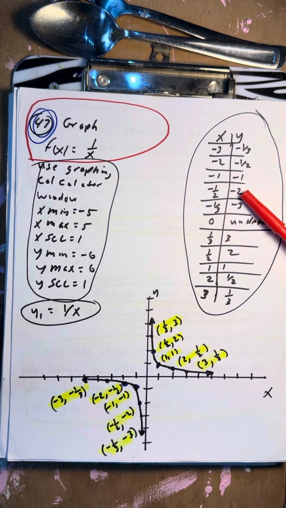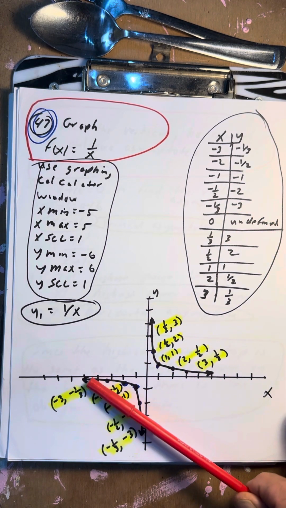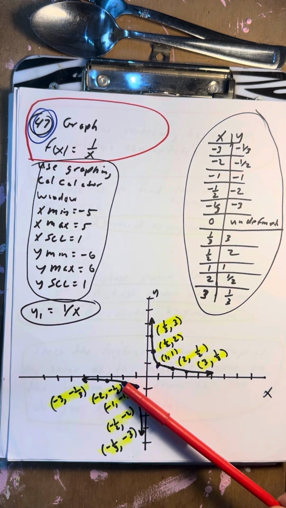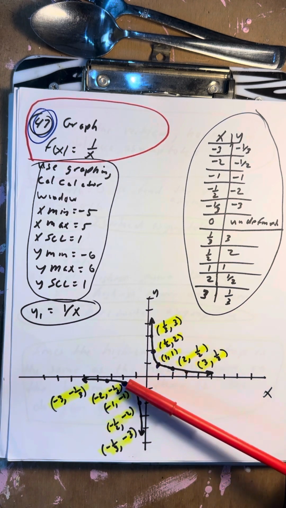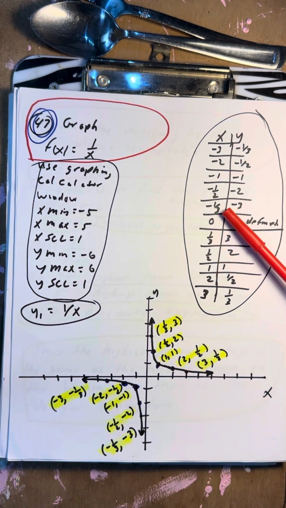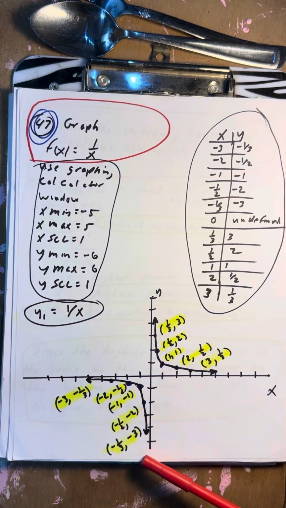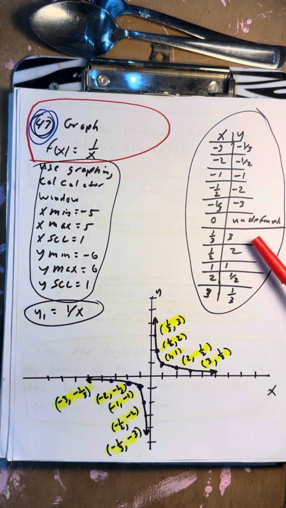At negative half, I got negative 2. And at negative 1/3, I got negative 3. So I got these numbers right here. So it goes this way, like this, shoots down. On the other side, 0 is undefined.